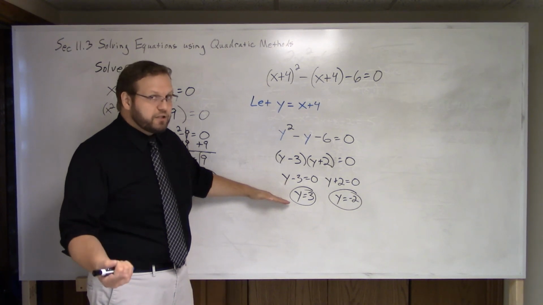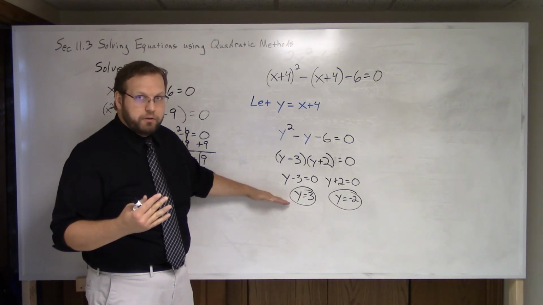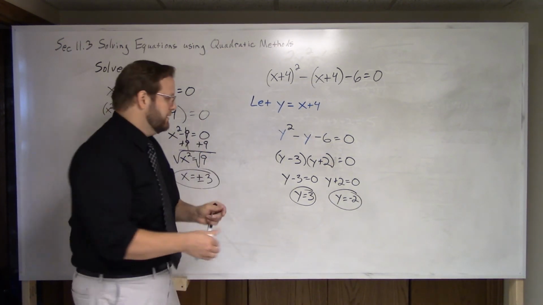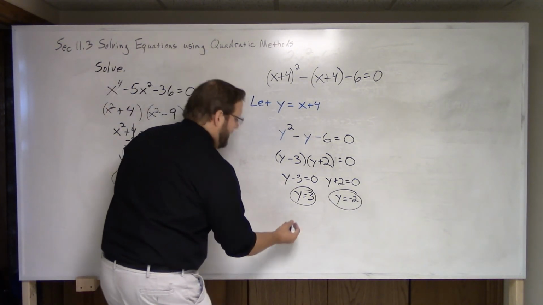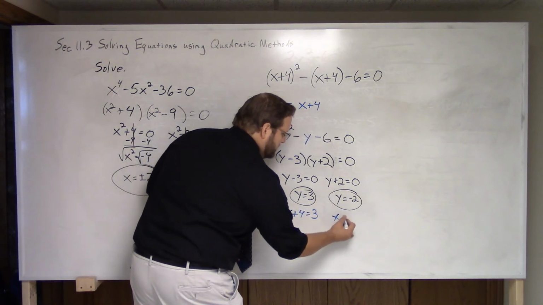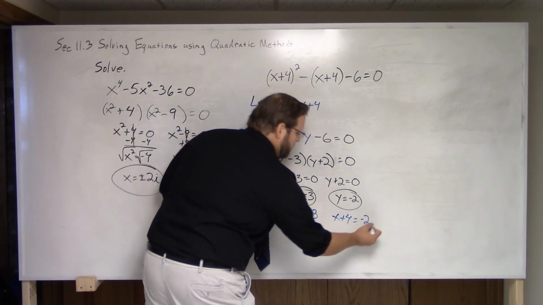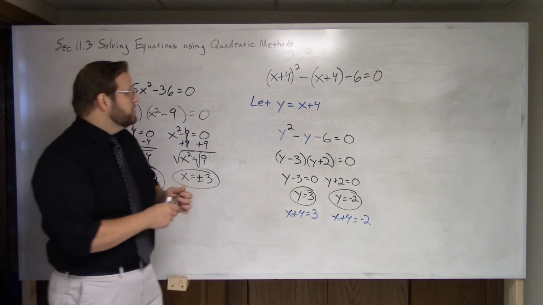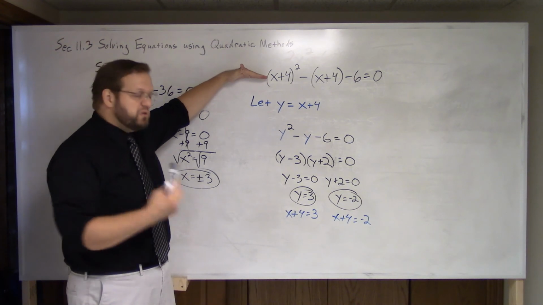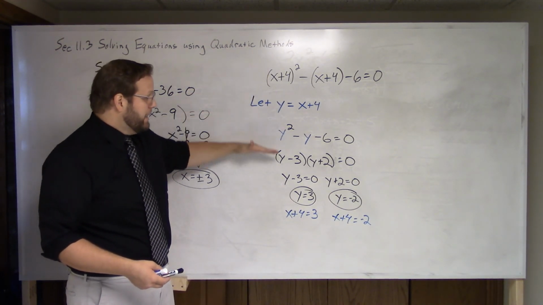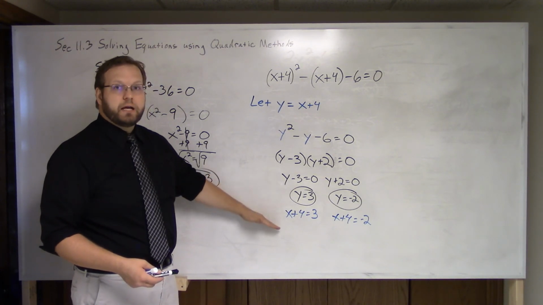We weren't asked for y. Y is something we just made up. We were asked for x. So unpack the box. So instead of y equals 3, I'm going to say x plus 4 equals 3. X plus 4 equals negative 2. So again, instead of just muscling through, distributing and all that stuff, I pack it in a nice little box, I move it across town, and then I unpack.